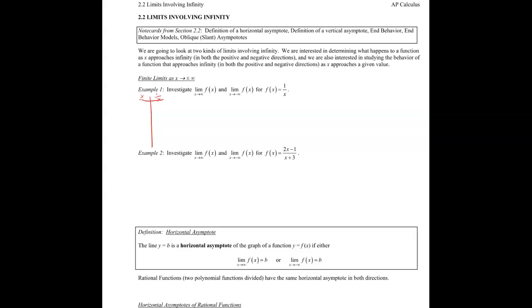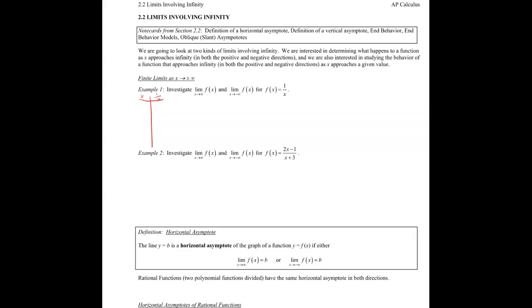Alright, so today we're going to start talking about limits involving infinity. We're going to look at two kinds of limits involving infinity. We're interested in determining what happens to the function as x approaches infinity, so as x gets bigger, in both the positive and the negative directions. And we're also interested in studying the behavior of the function as it approaches infinity, in both positive and negative directions, as x approaches a given value.